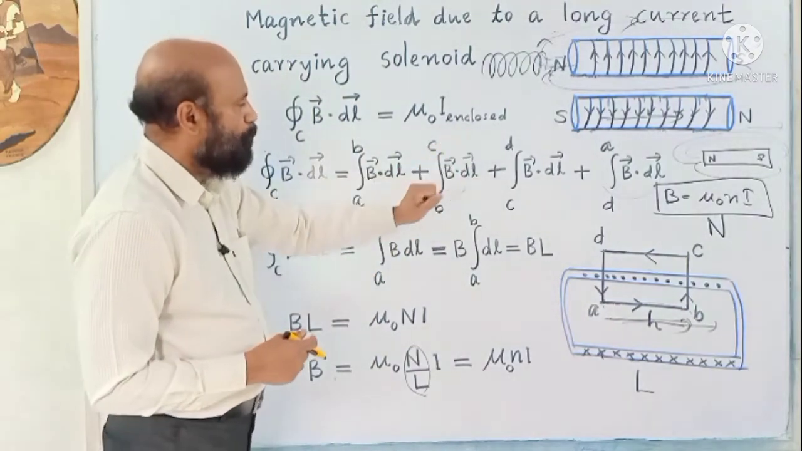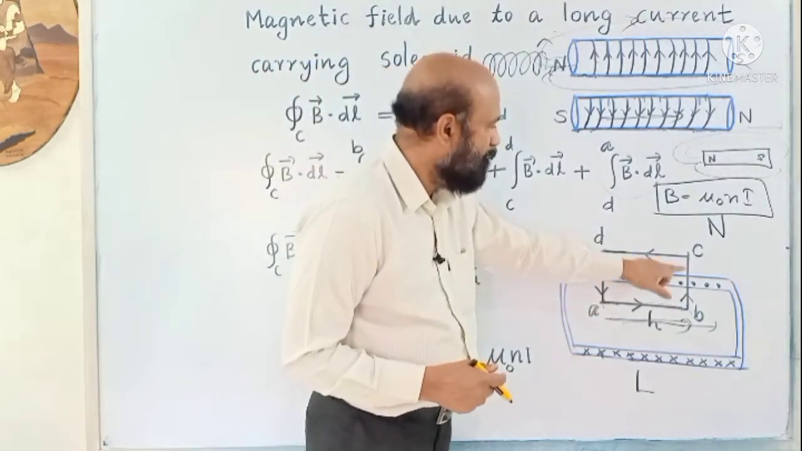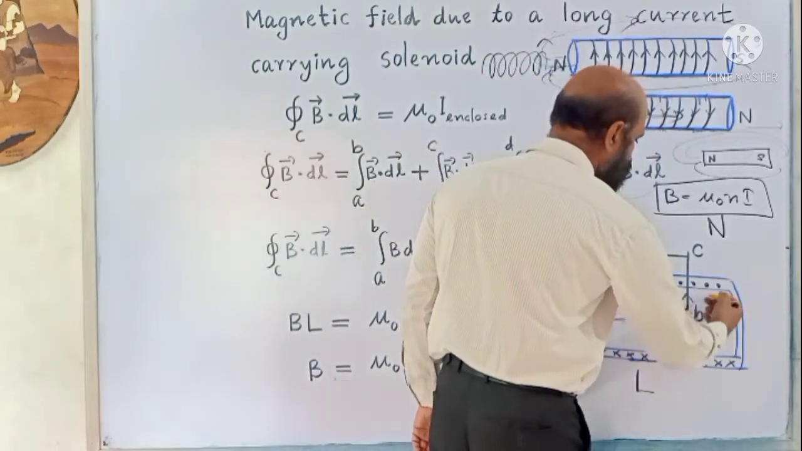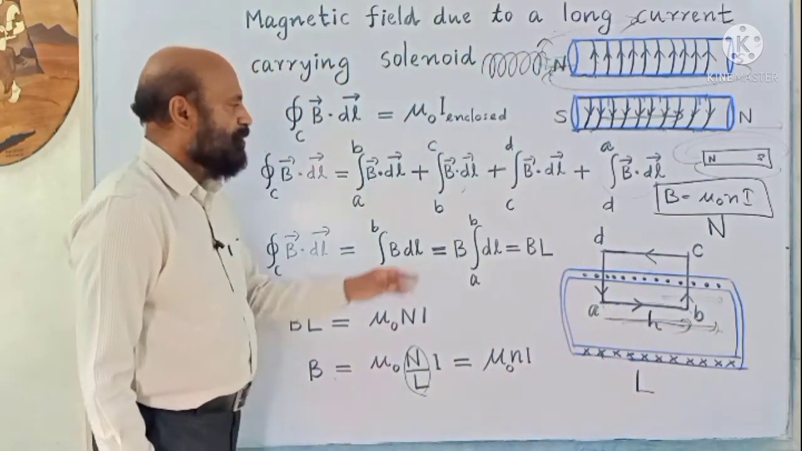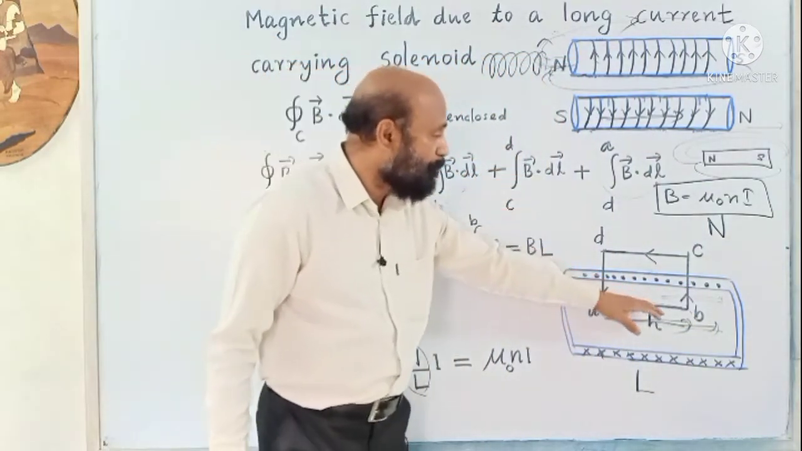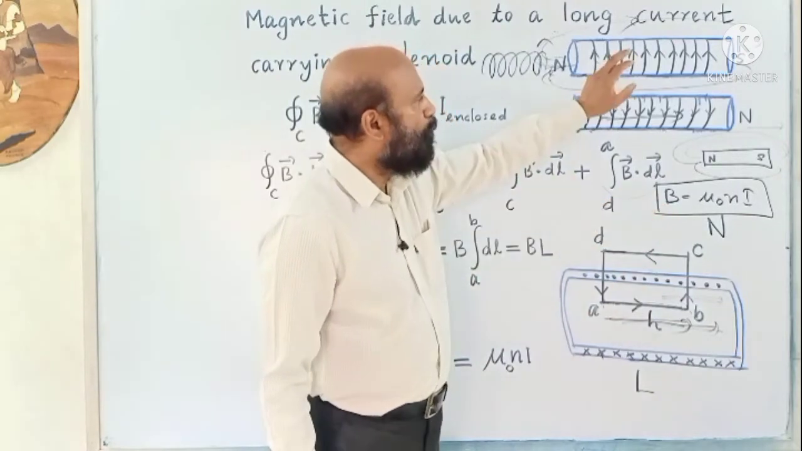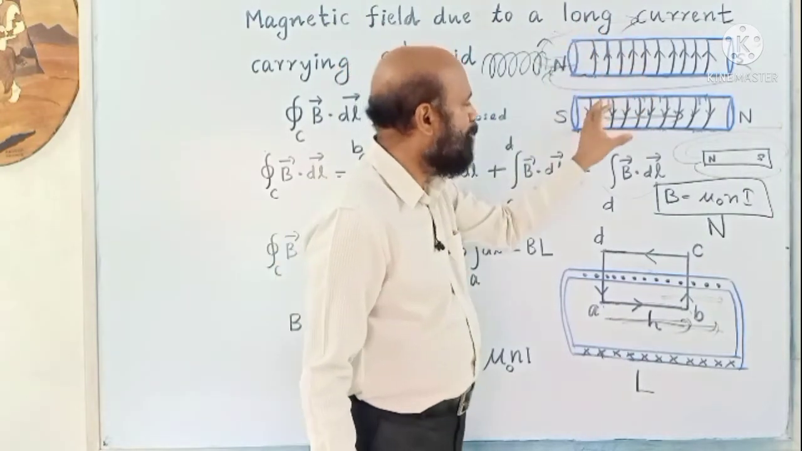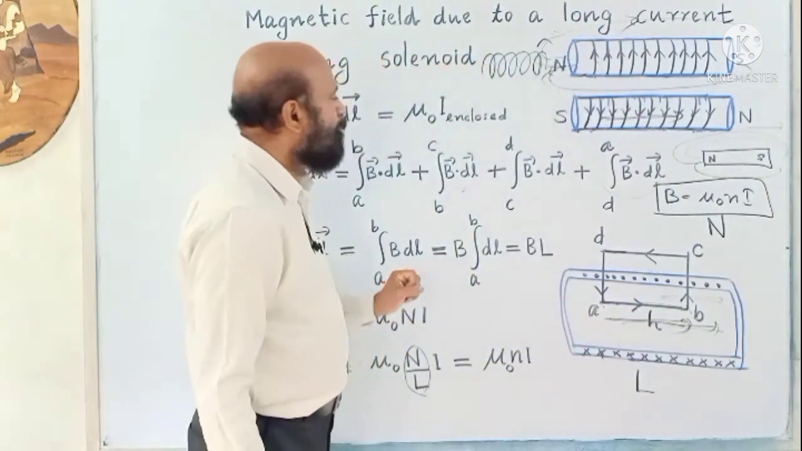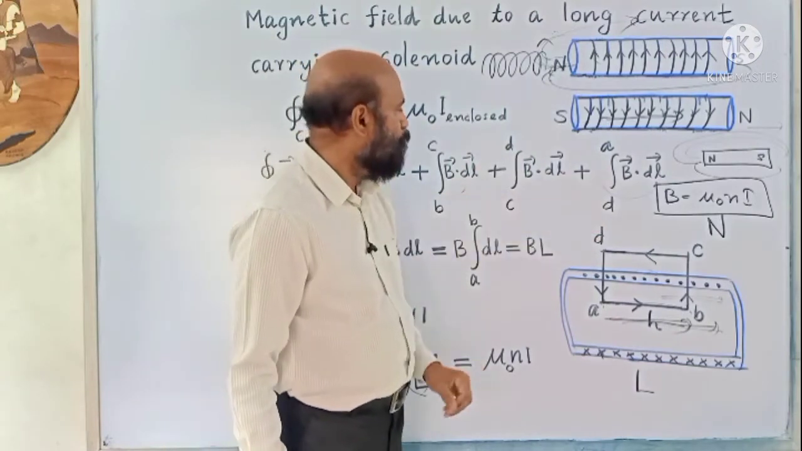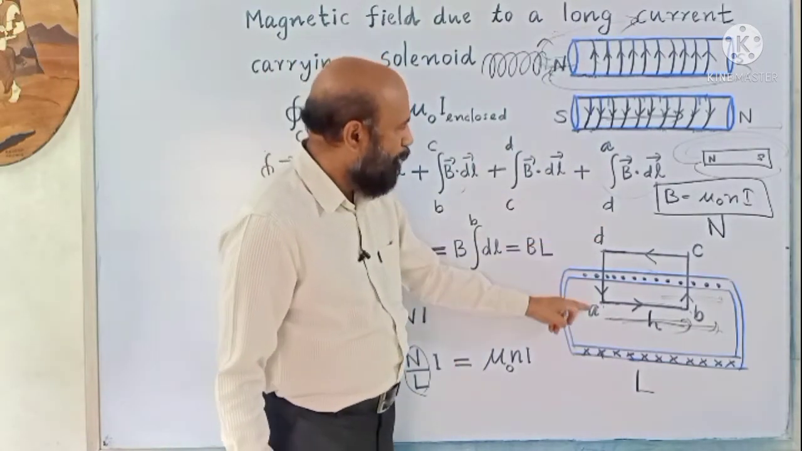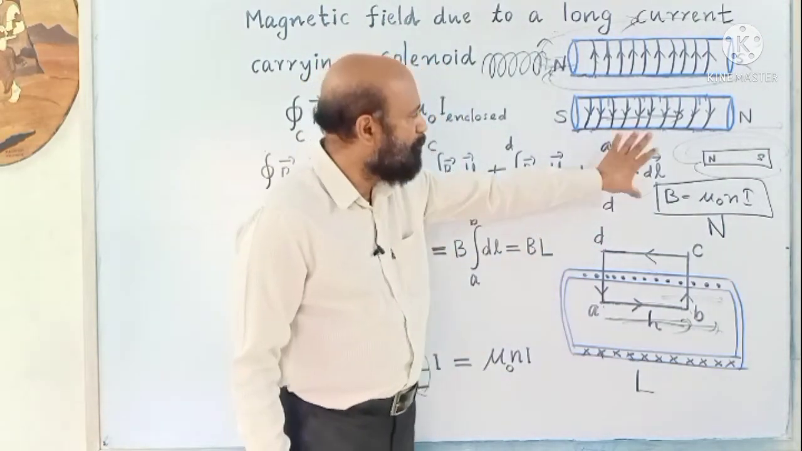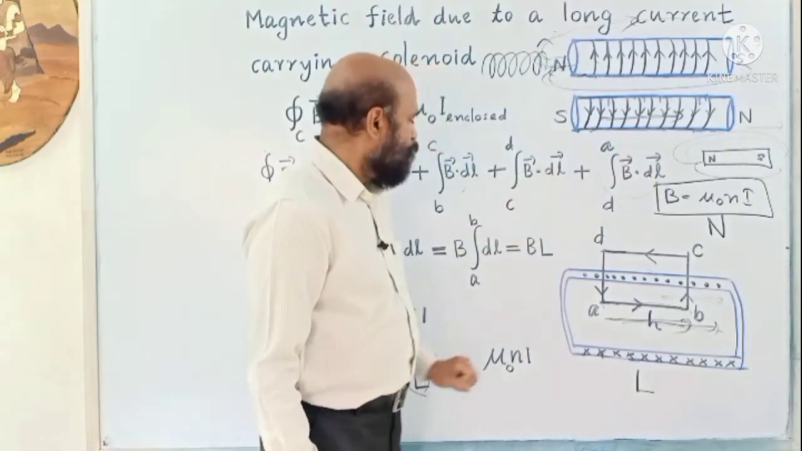This integral will be 0 because here b to c, this length is perpendicular to the magnetic field. Magnetic field along this direction. So 90 degree, cos 90, 0. So this will be 0. Then c to d, that is outside the coil. Outside the coil, magnetic field is almost negligible. It's 0. Only inside, magnetic field is uniform. Then again d to a. Again, this length is perpendicular to the magnetic field. So this integral dot product will be 0.